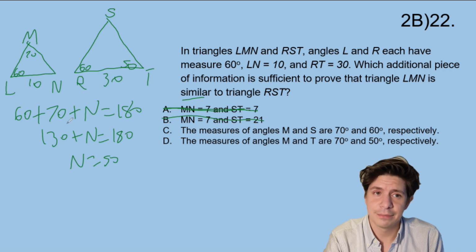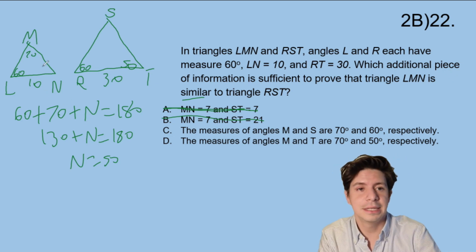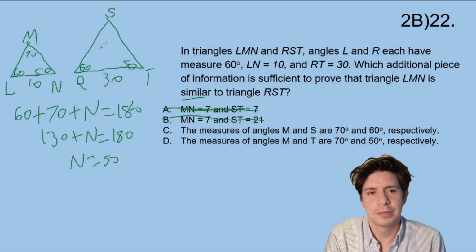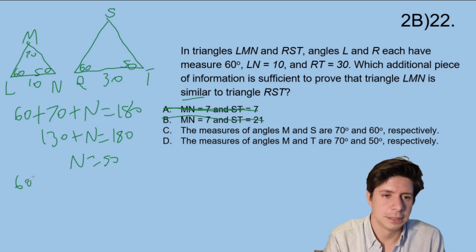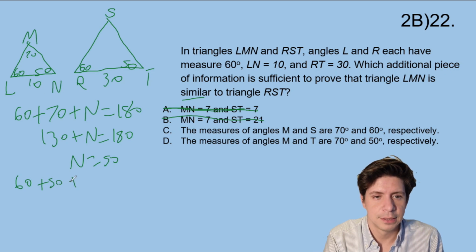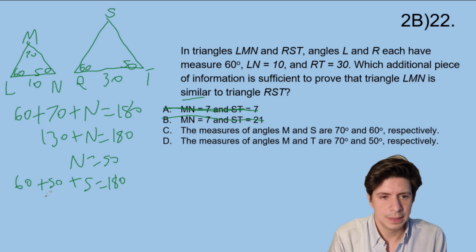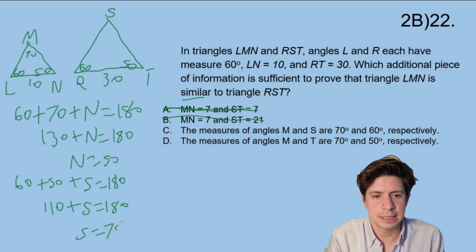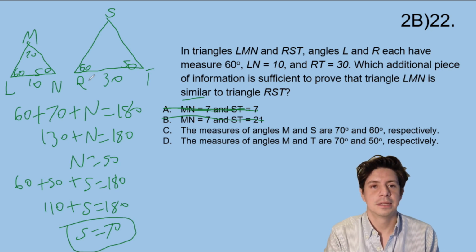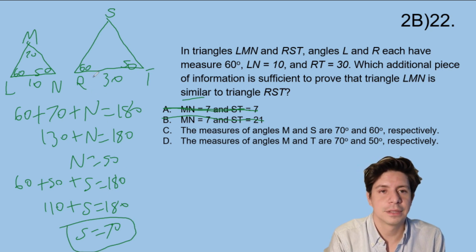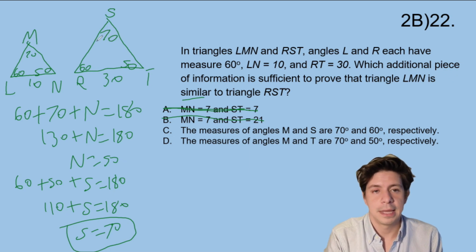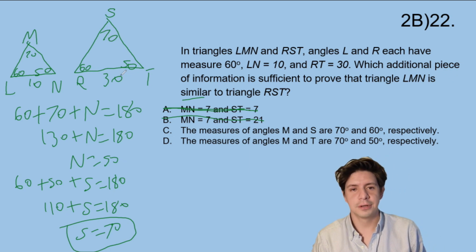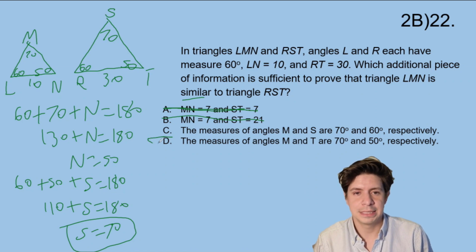Ooh, I am liking that. Because look, T is also 50. And then what would this angle be? It should be 70, but let's just check. 60 plus 50 plus S equals 180. That's 110 plus S equals 180. S equals 70. Yes, that is working for us, right? So that proves the angles are all equal, which means the triangles are similar. So our answer is D.